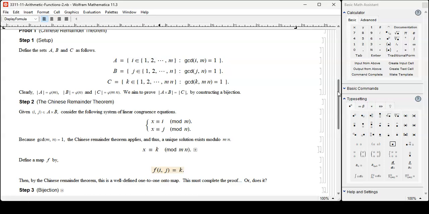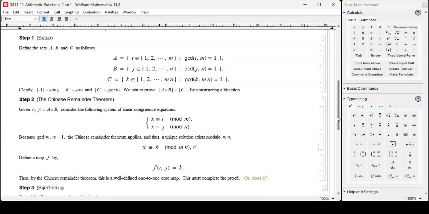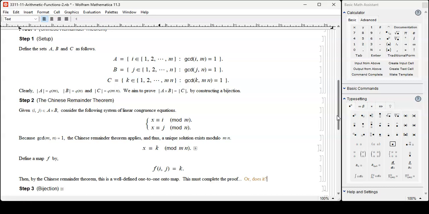Or does it? I have a bad feeling about this. Or does it? Probably not. Why not? What fails? Think about that. We have a system of linear congruences, and that unique solution, so the map is well defined. And uniquely determined, so one-to-one. Now, is it onto? Well, onto is not a problem either.